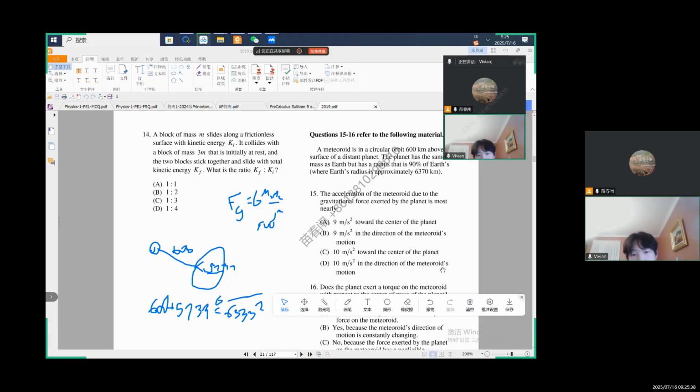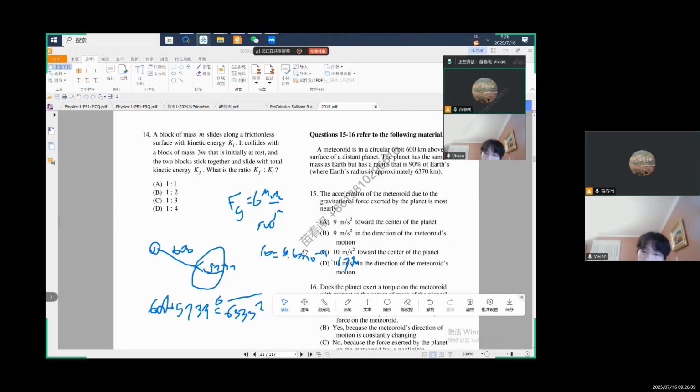So, 10 equals, what's the universal gravity? Equals 6.67 times 10 to the negative 11 times 6370. So this times is going to be 10.